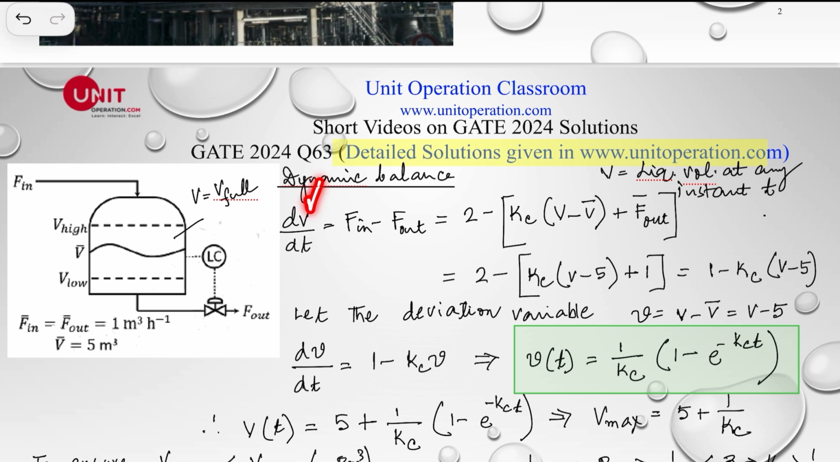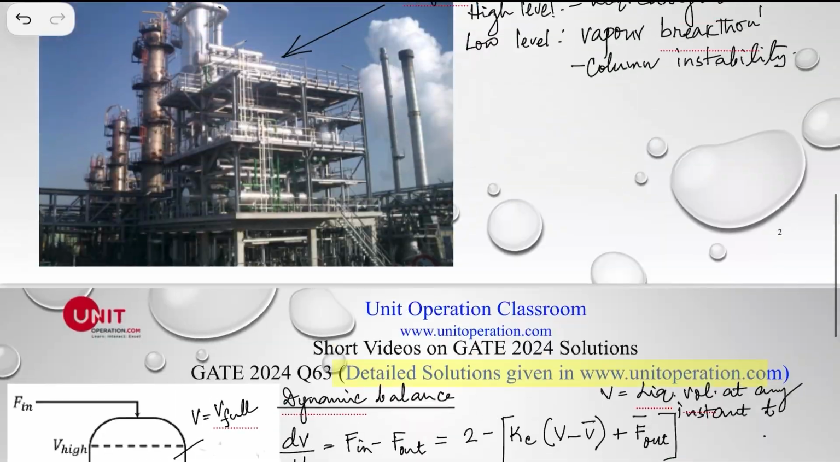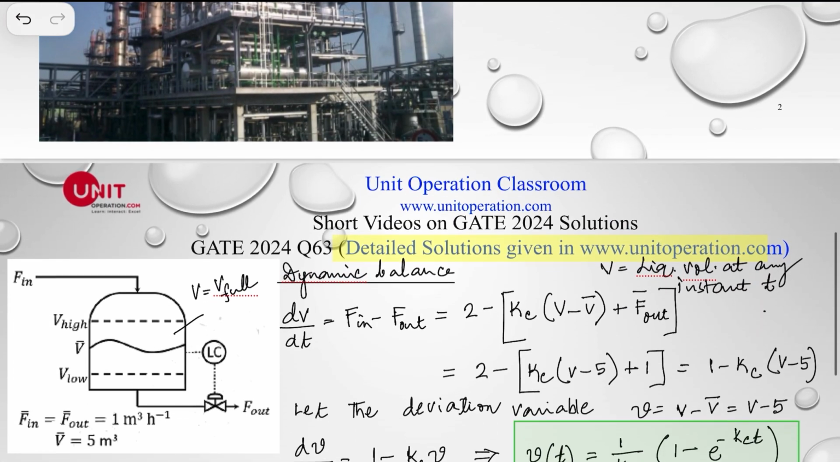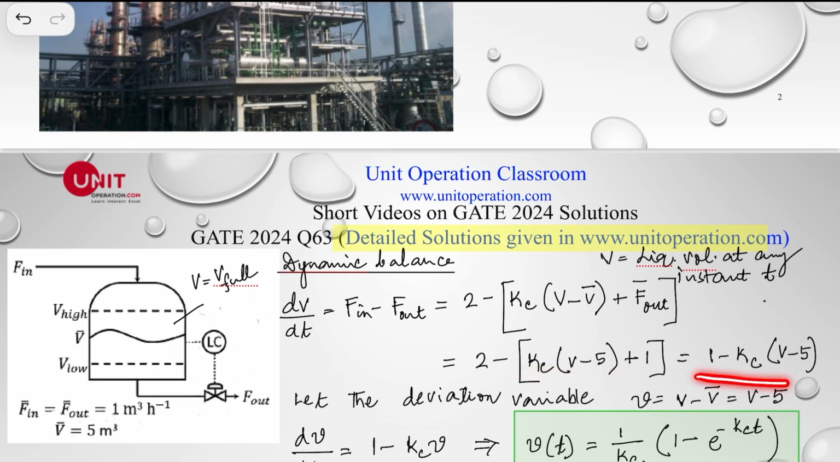Let's say V is the holdup volume at any time t, it could be anywhere, and that's equal to F in minus F out. Standard mass balance, and since density is constant, it is a volume balance here. F in is equal to 2, and F out we have seen is equal to this one right here. At steady state, that's equal to 1 meter cube per hour, right? So we put that here, and the corresponding value is this one right here.